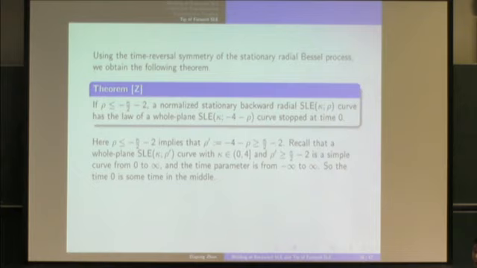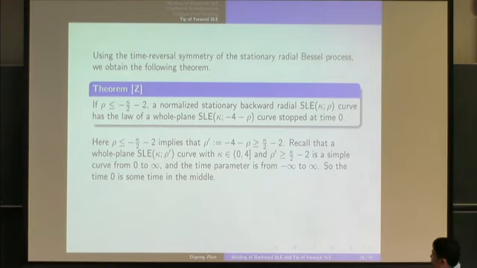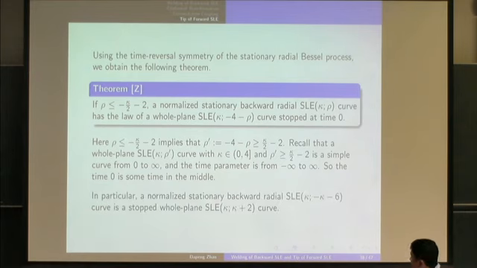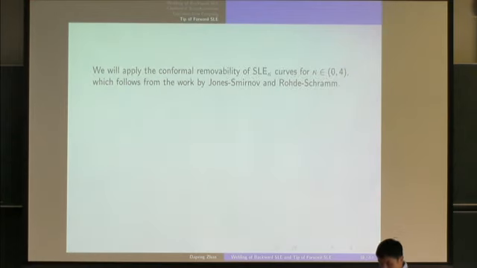And recall that a whole plane SLE kappa beta prime curve with kappa less than or equal to 4 and beta prime greater than or equal to kappa over 2 minus 2 is a simple curve from 0 to infinity. And the time parameter is from negative infinity to infinity. So the time 0 is some time in the middle. In particular, a normalized stationary backward radial SLE kappa minus 6 curve is a stopped whole plane SLE kappa plus 2 curve.